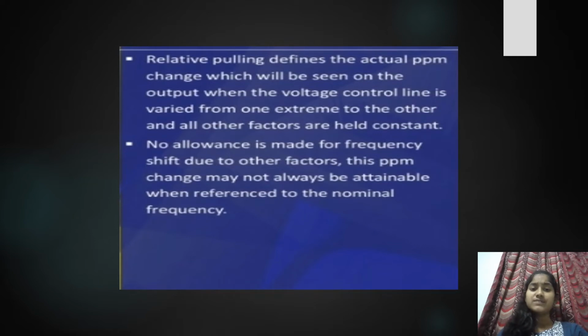Relative pulling defines the actual ppm change which will be seen on the output when the voltage control line is varied from one extreme to the other and all other factors are held constant. No allowance is made for frequency shift due to other factors. This ppm change may not always be attainable when referenced to the nominal frequency.